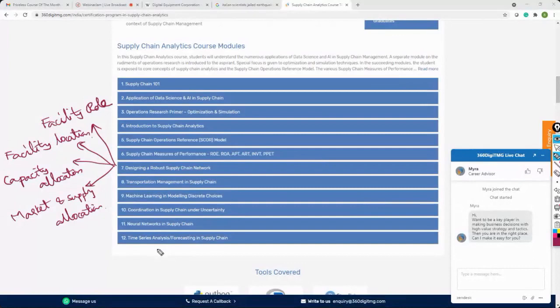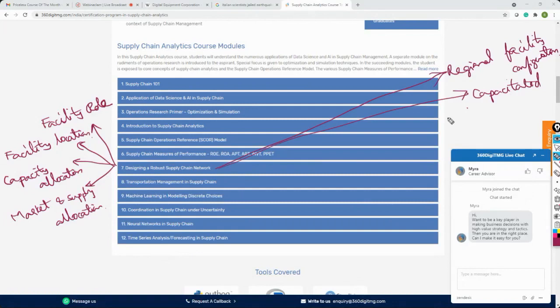Distribution networks. How does the cost escalate? What do you mean by regional facility configuration? What should that configuration be? How many do you need to have? Network optimization models. We will discuss something called the capacitated plant location model. Some amount of math would certainly be there. How do I come up with constraints, etc.?